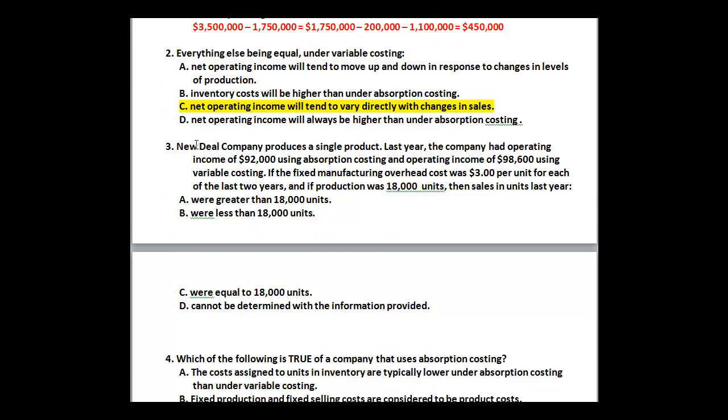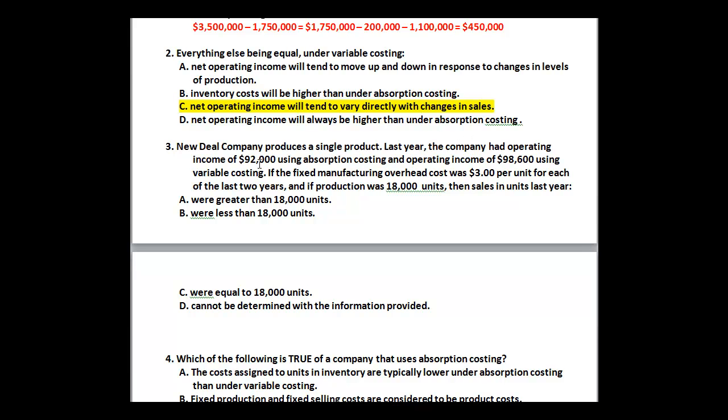Question number 3. New Deal Company produces a single product. Last year the company had operating income of $92,000 using absorption costing and operating income of $98,600 using variable costing. The fixed manufacturing overhead cost was $3 a unit, and production was 18,000 units. We're just trying to figure out if sales were more or less than 18,000. If you want to refer back to your PowerPoint slides from this chapter, one of the latter slides showed what would happen with regards to sales being greater than production or vice versa.